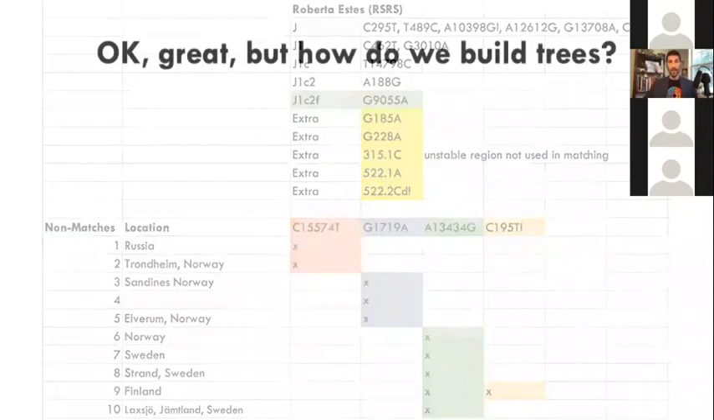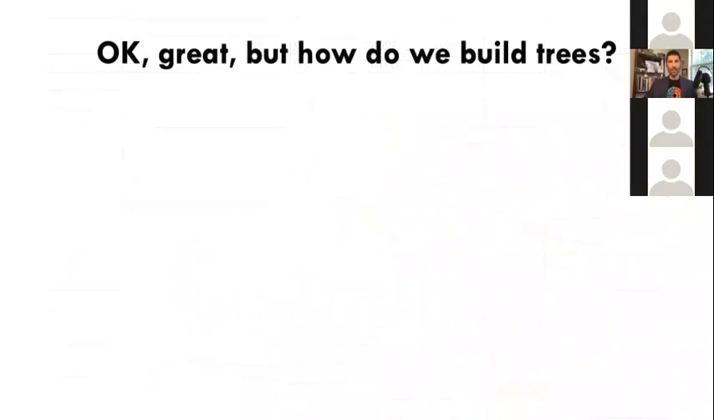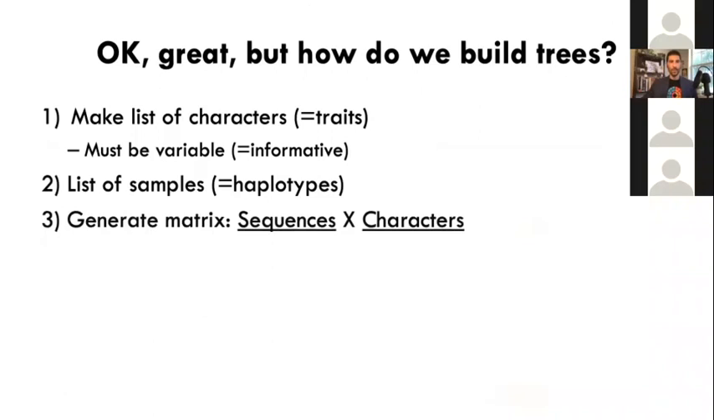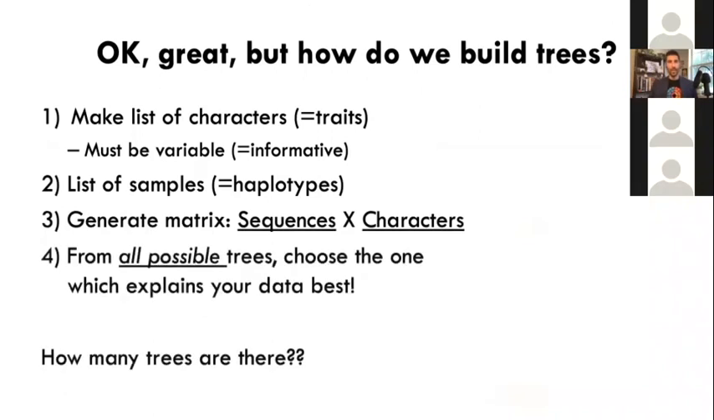All right, great. That's all nice, but how do we actually build trees? So let's take a quick example. What we do is we build a list of characters or DNA positions, and we figure out which ones are variable, which ones actually change across different people. We get a list of samples or haplotypes, and we make a matrix of sequences by characters. And then we basically have to look at every single possible tree that you could build with those sequences and figure out how they fit onto the tree.